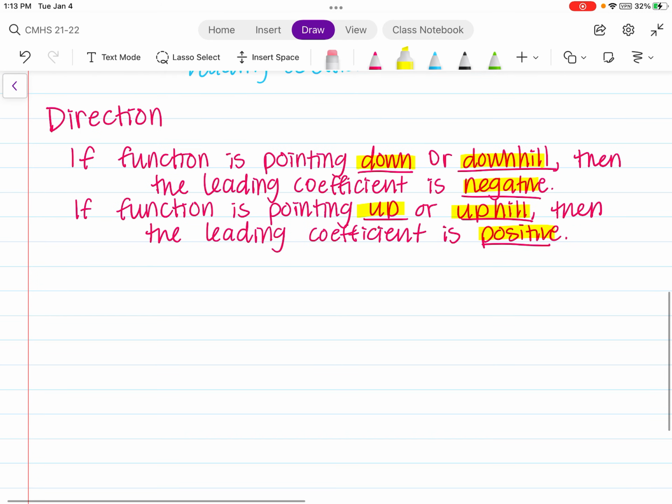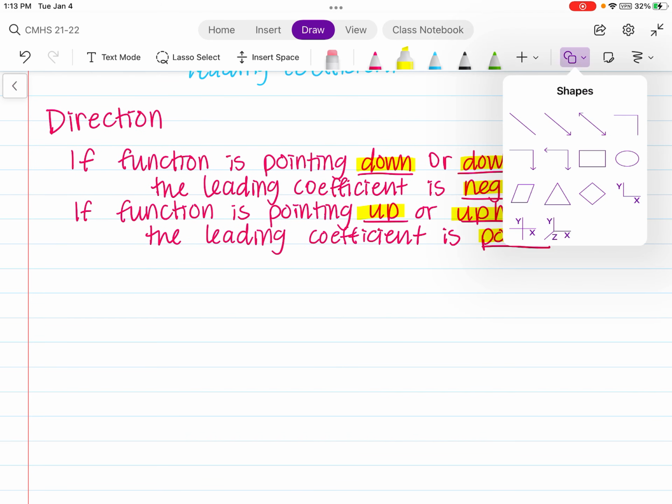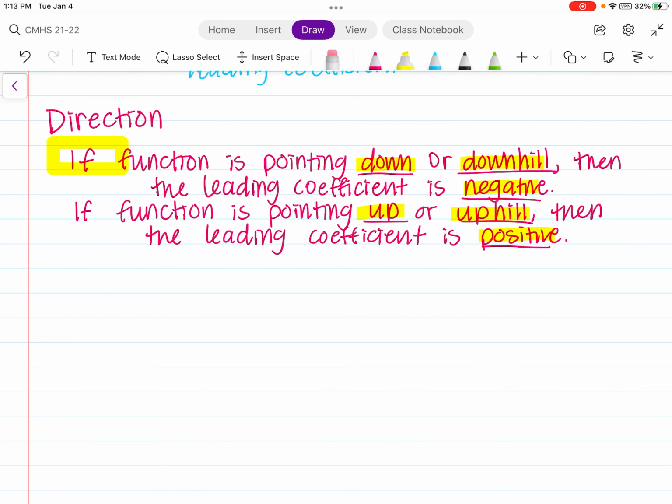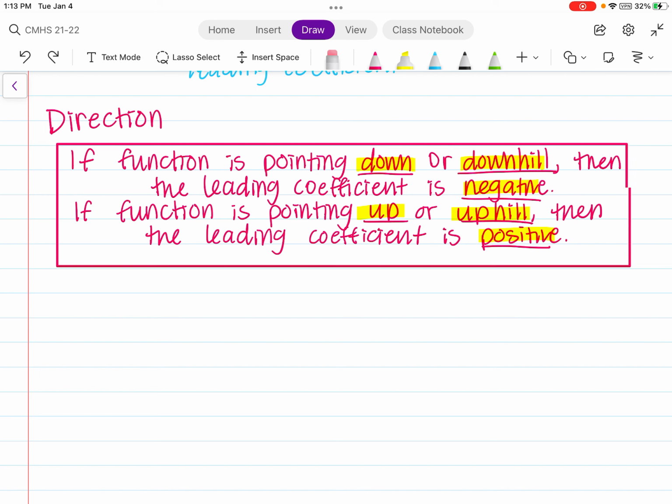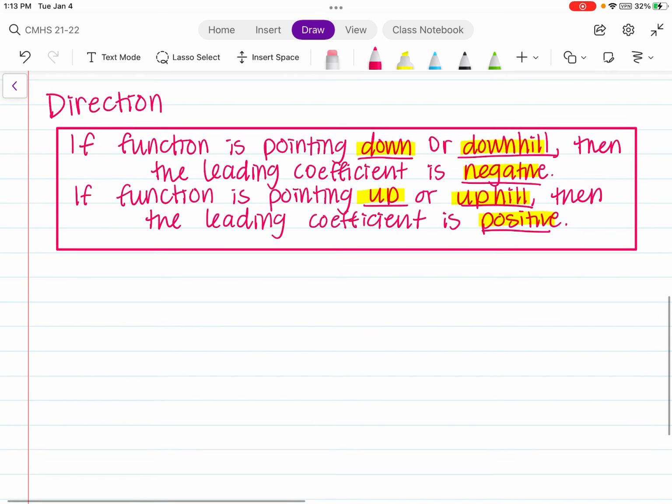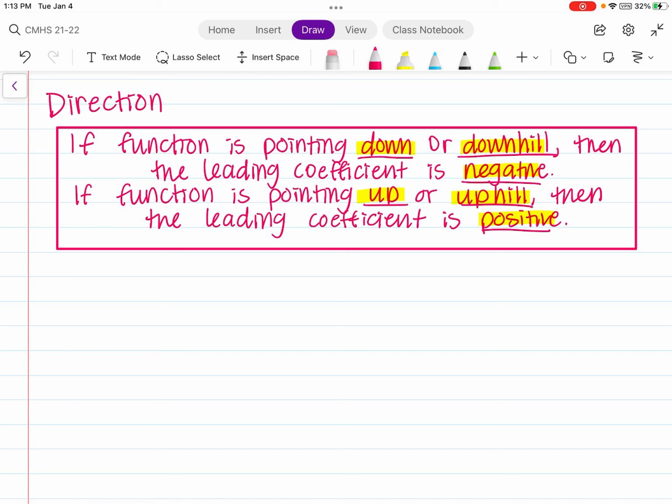Okay, so I underlined and highlighted, and I'm going to box this in as well, and then we'll do some examples of that. Got to change it over. All right, so we'll do some examples of that as well. Just going to wait for everybody to catch up because I went pretty fast on that one.